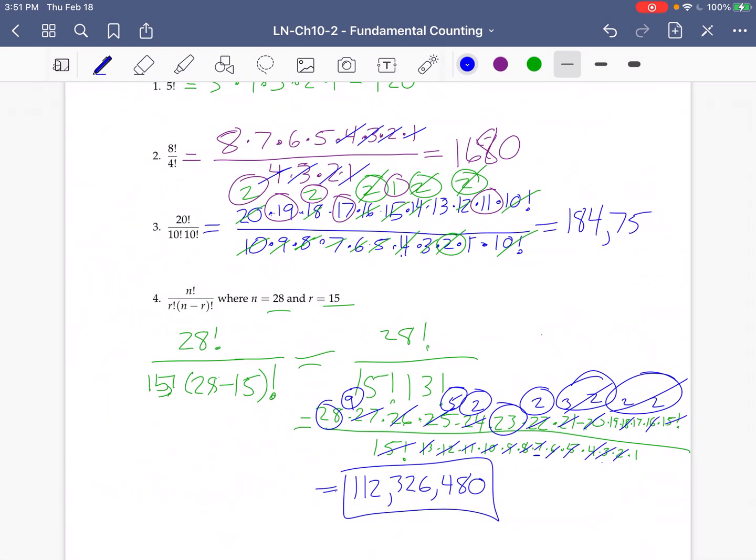That is factorials. So in our next video, we will look at the actual fundamental counting principle.